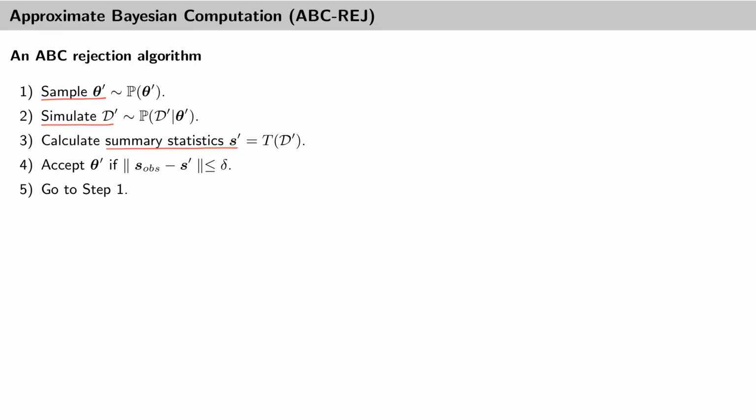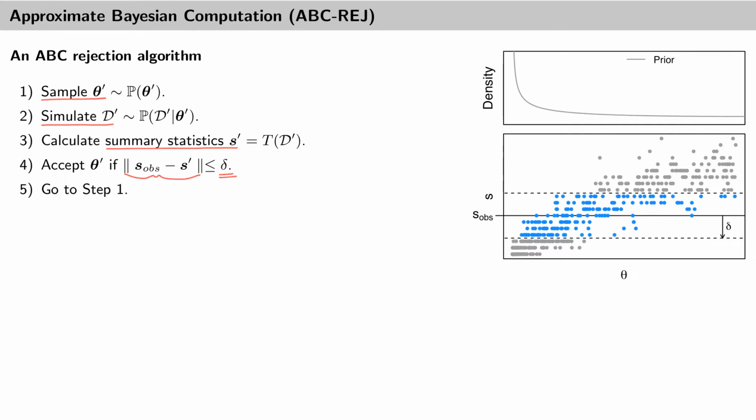In order to evaluate if summary statistics are close, we have to use some distance metric as well as a threshold up to which we accept. Finally, we're going to repeat steps 1 through 4 until enough posterior samples were gathered. Let us next briefly illustrate this algorithm graphically.